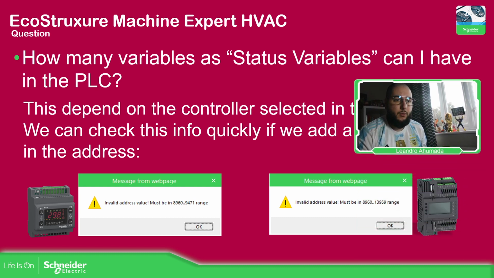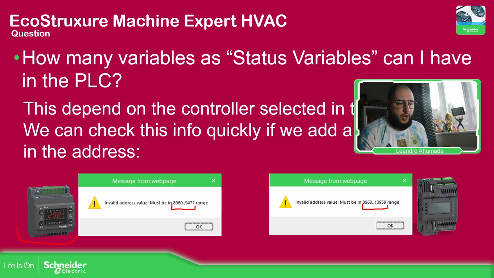So I will move myself a little bit. So for the status variables on the M171, this one, we have this range. And for the M172, it's a much better controller. You can see the range is bigger.